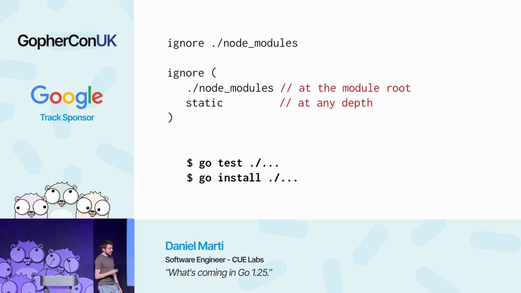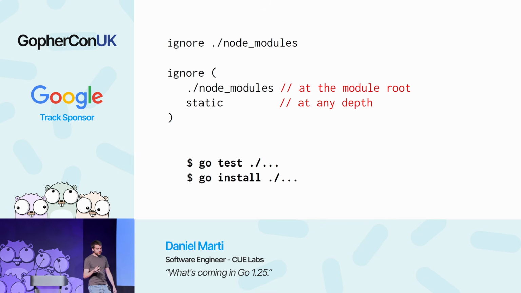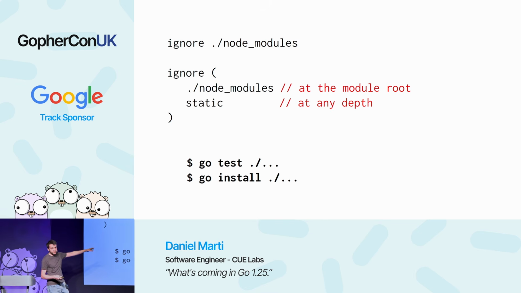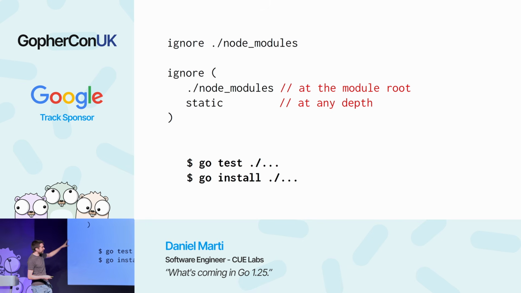So what you can do now, as of Go 1.25, and what's important to note here is that you can only do this if you require Go 1.25 or later, because Go 1.24 will not know how to parse and understand this. So what you can do is say, ignore these paths. If you do ./ it's going to be at the root of the module. And if you omit the ./ prefix, it's going to be at any depth. So for example, foo/static would also be ignored in this case. And then this will be applied basically whenever you do that ./... matching. Then those directories will be skipped entirely.